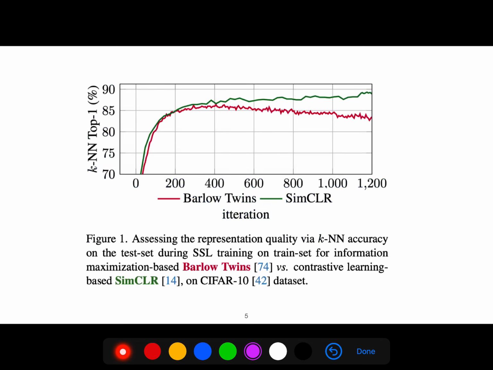So here it is assessing the representation quality with k-nearest neighbor accuracy on the test set during self-supervised learning training, and on the training set, for information maximization based Barlow Twins. And you compare it with SimCLR, which I've explained in a different video. You can see the k-nearest neighbor top 1 accuracy.